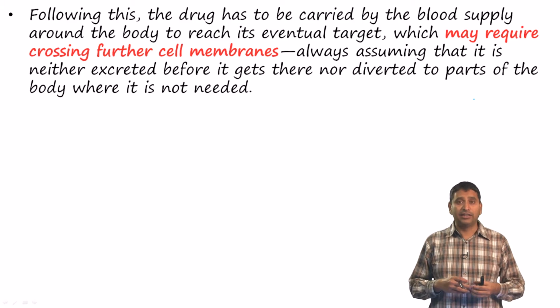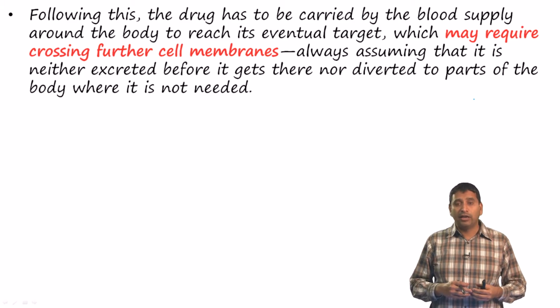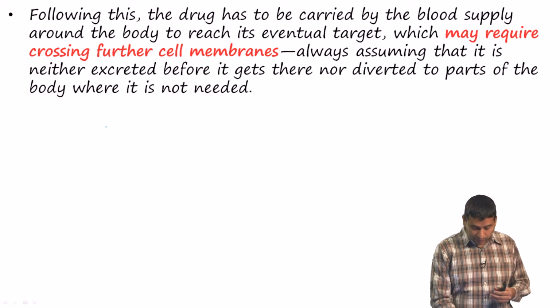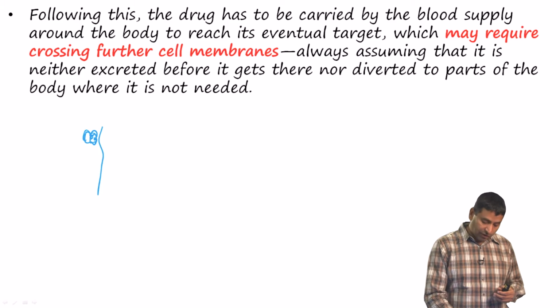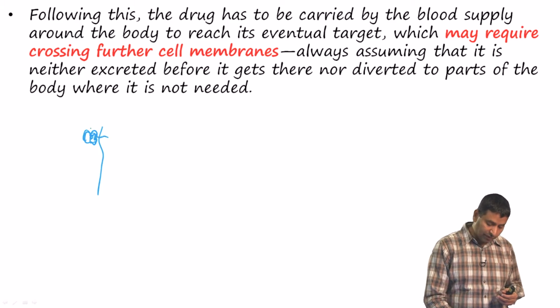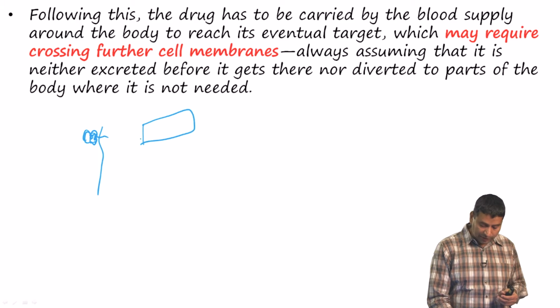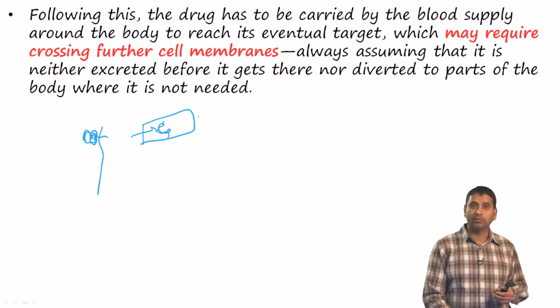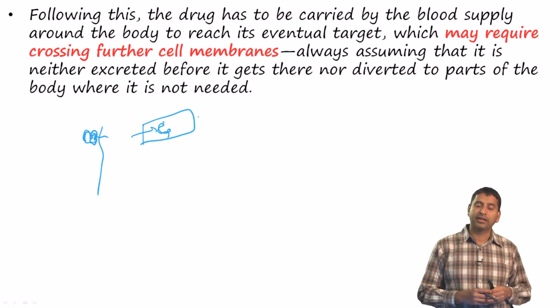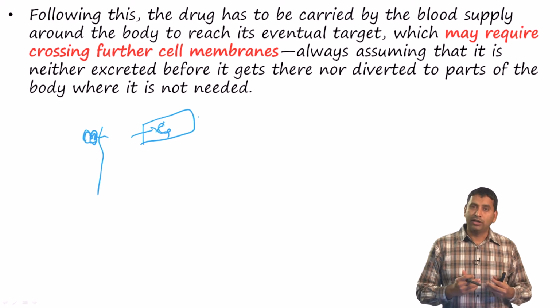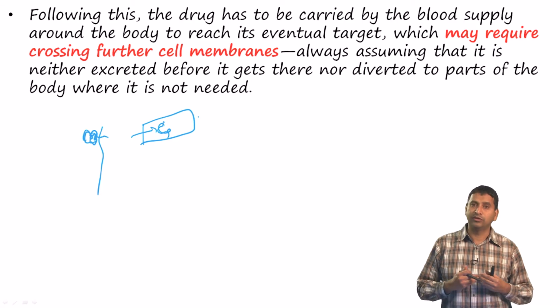So, here at the target, it may require further crossing of cell membranes. Okay. So, let us say for example, there is an area where there is an infection. Okay. So, this is a bacterial infection. So, now the drug has to cross these membranes, get into the bacterium, and let us say it is hitting the DNA of the bacterium, it is going to have to get into the bacterium and then hit the DNA, right. So, therefore, it may be necessary for the drug to cross further cell membranes before getting to the target.